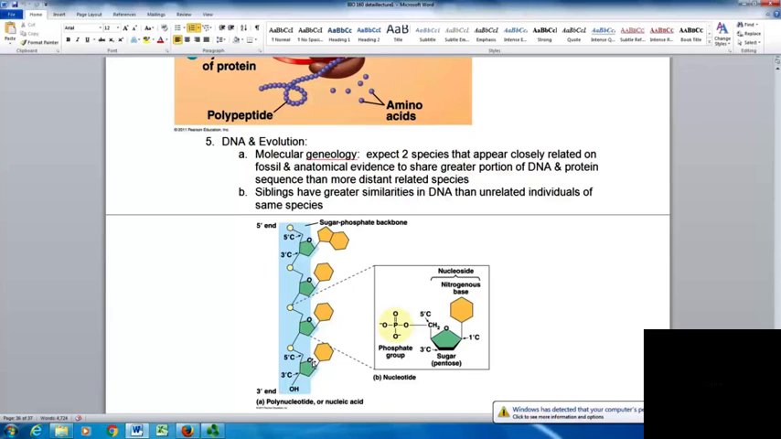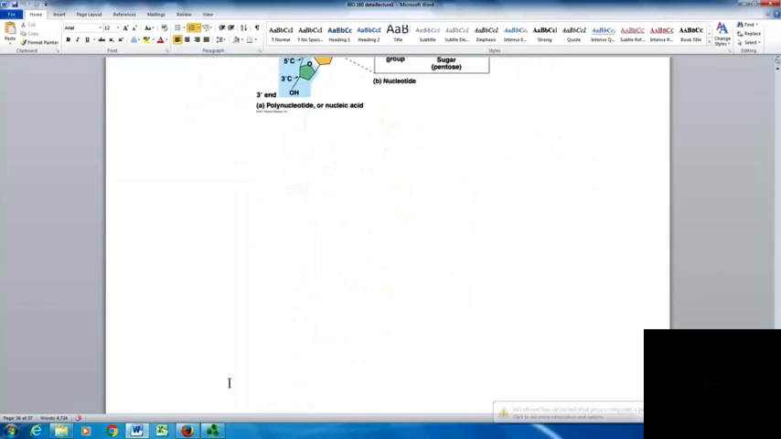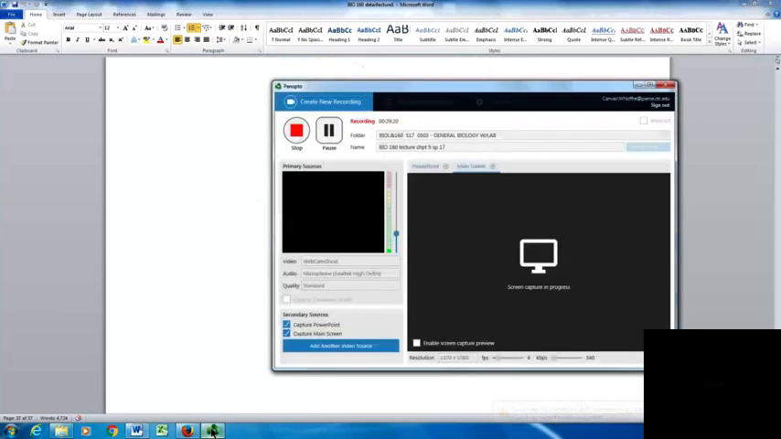We find that siblings have greater similarities in their DNA than unrelated individuals of the same species. This is because they inherit their DNA from their parents. So that is chapter 5.